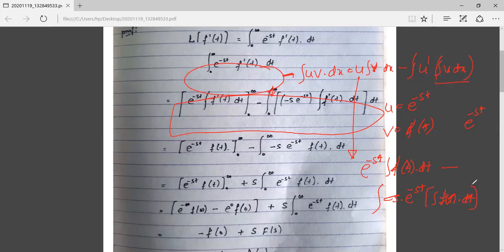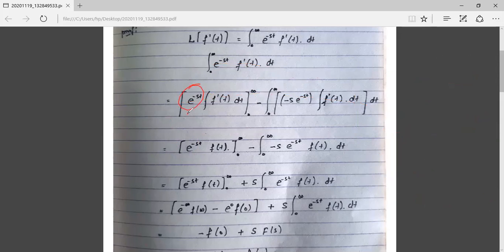And the whole thing is integrated with respect to dt. This function I write here: u function times the integration of v dt, minus the integration of u dash times the integration of v dx. Here we have the v value as f dash of t dt, and the u value as e to the power minus st.